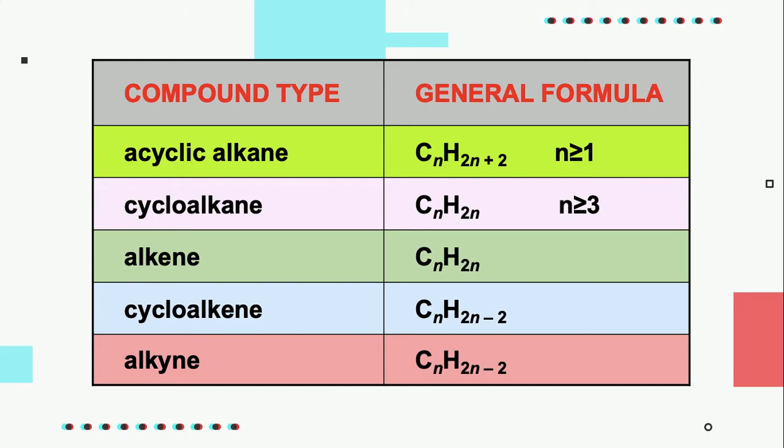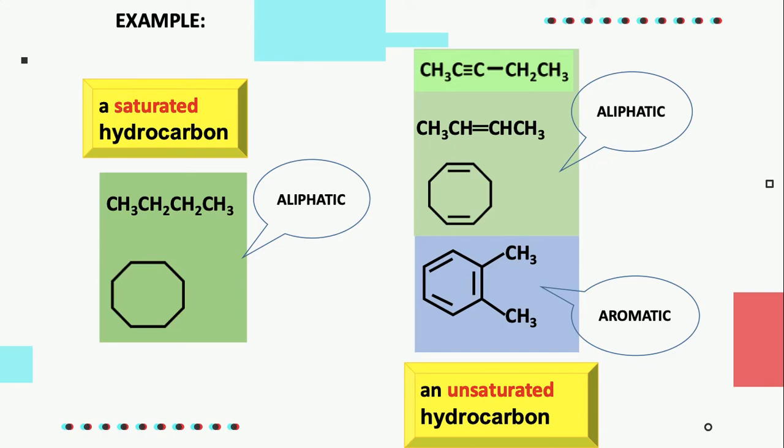This is the list of general formula for different compound types in hydrocarbon. For an acyclic alkane, the general formula is CnH2n+2, where n is equal to or greater than 1. For cycloalkane and alkene, they have the same general formula, CnH2n. For cycloalkane, the value of n is equal to or greater than 3. For cycloalkene and alkyne, the general formula is CnH2n-2. These are the examples of saturated hydrocarbon and unsaturated hydrocarbon.